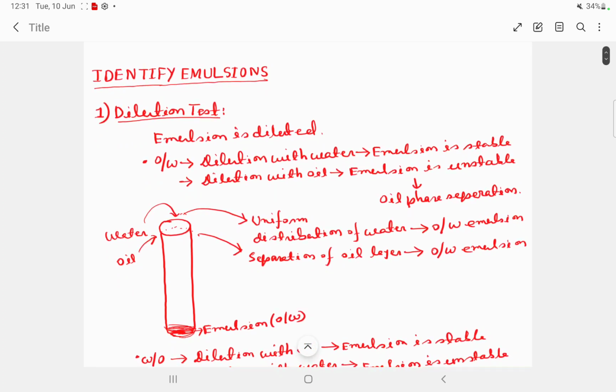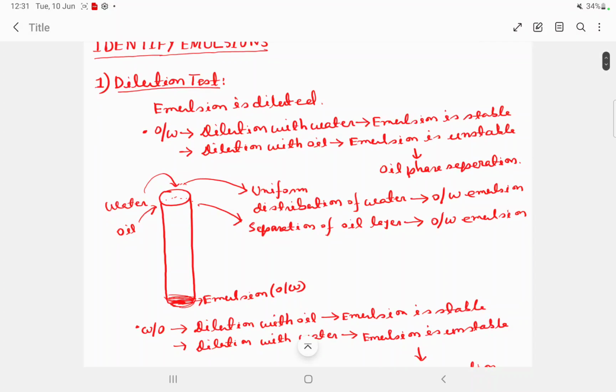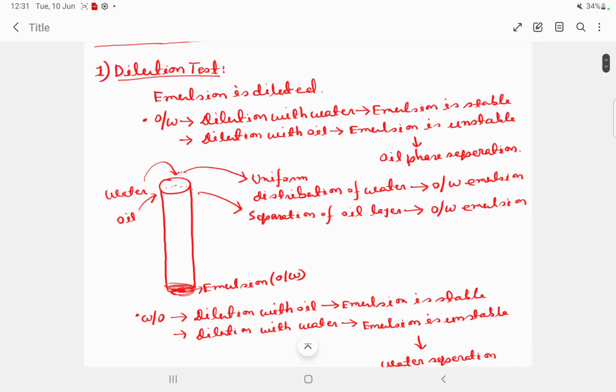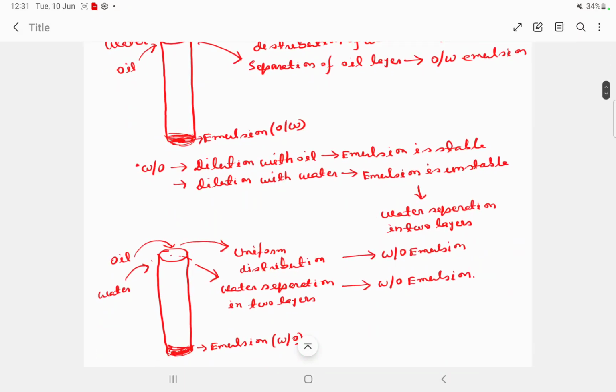And if we dilute it with oil and find that the emulsion is unstable with separation of the oil phase, then it is also oil by water emulsion. And if we dilute it with oil and find that the emulsion is stable, it is water by oil emulsion, because oil is in the continuous phase.